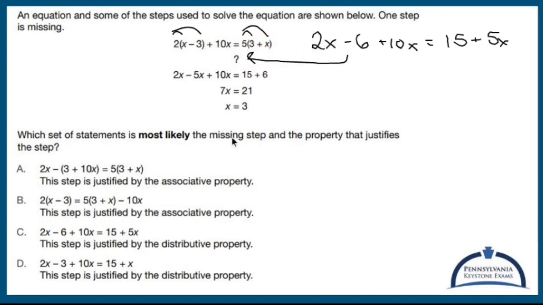Which set of statements is most likely the missing step and the property that justifies the step? All right, well, it looks like it's going to be C, because 2x minus 6 plus 10x equals 15 plus 5x. And it's used by doing the distributive property. So C is my guy right there. Now, if you're wondering what's the difference between C and D, well, D has a 5 missing, so tricky. But it's distributive property for sure. That's the step that I seem to be missing right there. That's what I got, and I'm sticking to it.